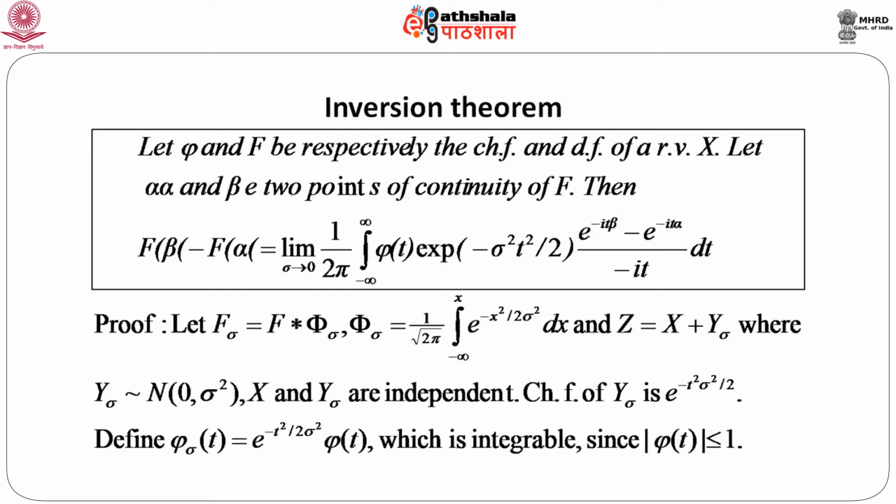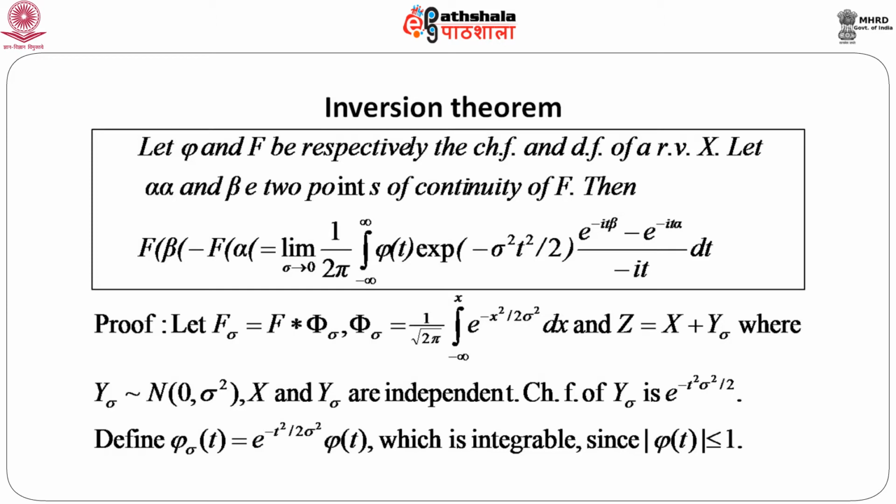So, for the proof, just recall what we have learned in convolution theory. Let us consider the convolution of two distribution functions. One is F, the given distribution function of a random variable X, and the other is capital phi sigma, which is nothing but the distribution function of a normal random variable with mean 0 and variance sigma square. So, capital phi sigma is a distribution function of a normal(0, sigma square) variable, and let us denote this convolution by capital F sigma.